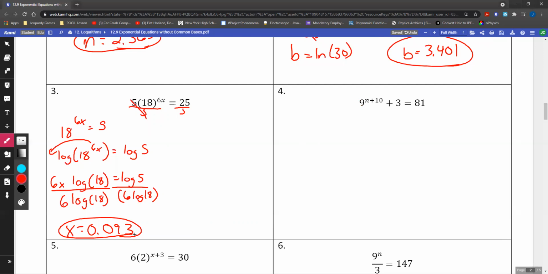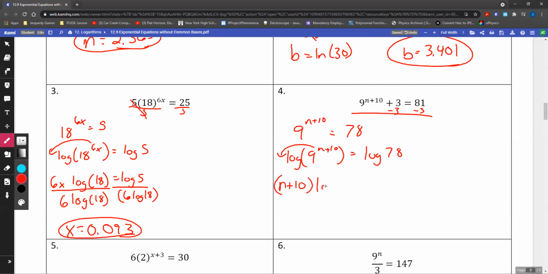All right, this one. So again, want to get the exponential term by itself. So 81 minus 3 is 78. Take the log of both sides. So I think this is going to be the last time I write out with the exponent, mostly just because it's the same method each time. So I'm pretty much going to skip this step right here.